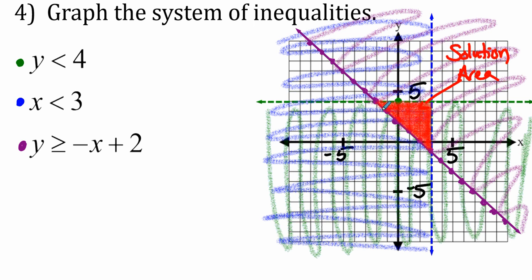All the points on that portion of the purple line are included, up to but not including the portions of the blue and green lines. But you do have an infinite number of points in your solution area.